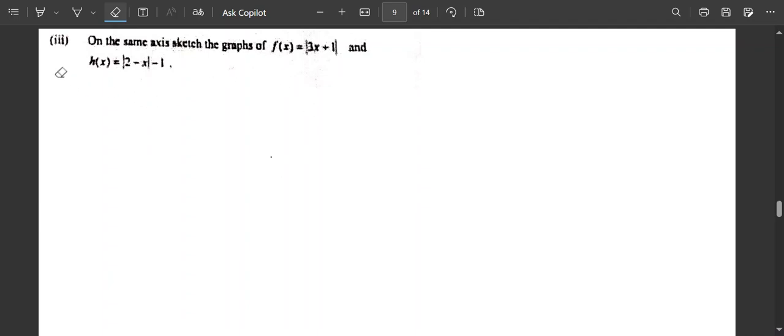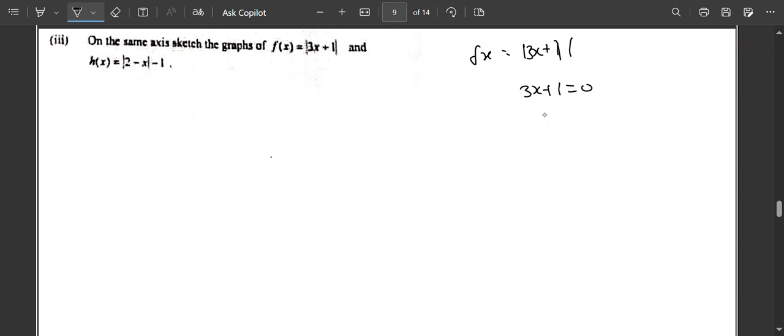So now we sketch on the same axis this one and this one. So just the same. What you do first, I'll get this one of f of x is equal to root of 3x plus 1, right? So what I'll do here is solve this one the way it is. So have 3x plus 1, then it's equal to 0. So x is equal to negative 1 over 3. Okay. So that is it for this function. And also I'll come to this one as well.